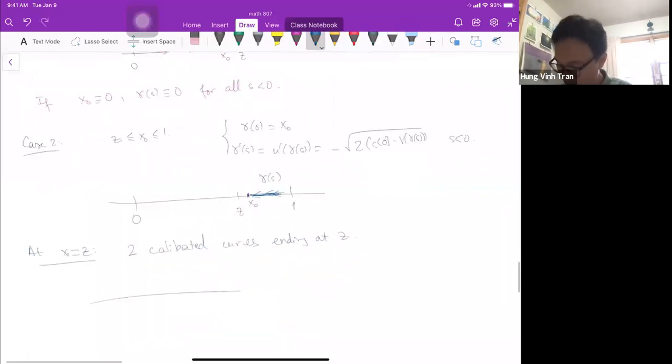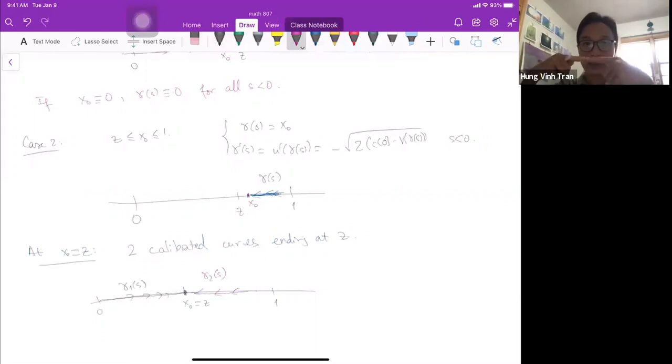If x naught equals z, then one calibrated curve starts from somewhere and just keeps running to this point. This is gamma 1 of s, and you have the other calibrated curve also coming from here and running to x naught equals z. So those two run, and because you have two calibrated curves and they run into each other, it makes u not differentiable. Actually, it's exactly like, not exactly, but it's precisely the crossing of characteristics, if you have learned about the characteristic method in chapter 3 of Advanced.